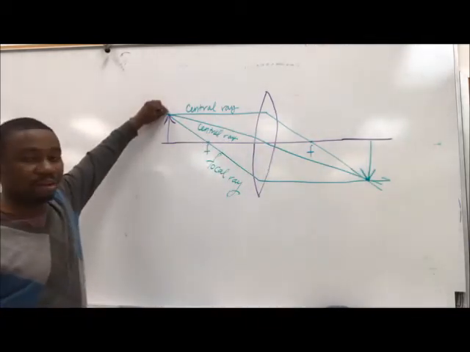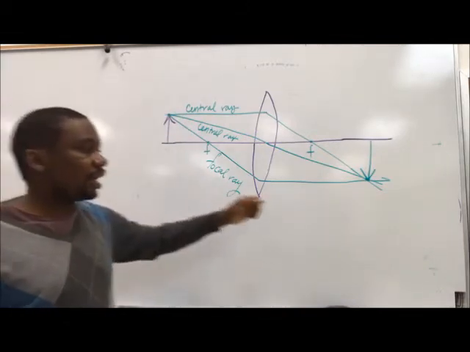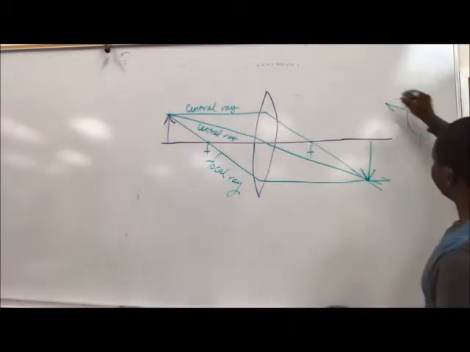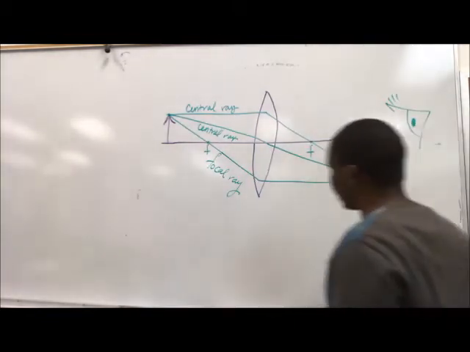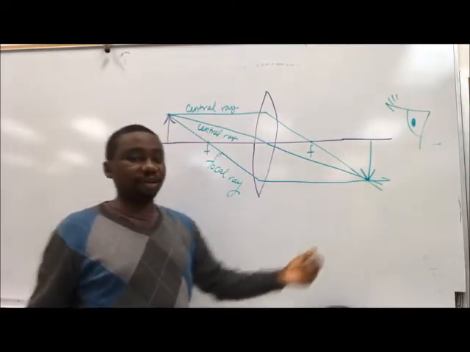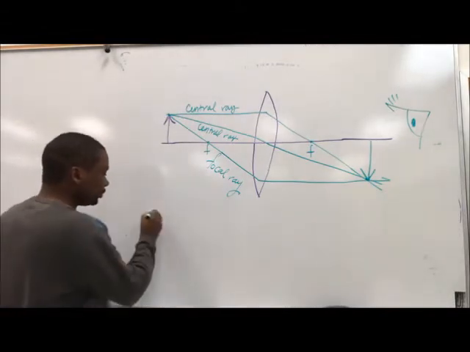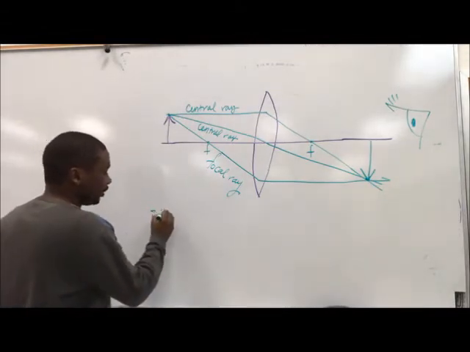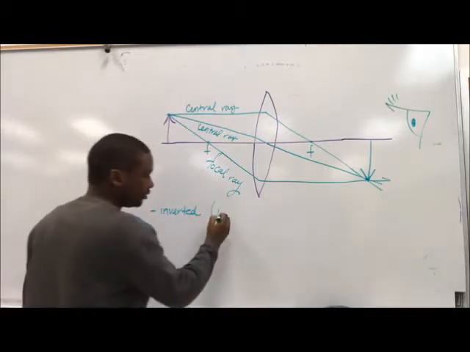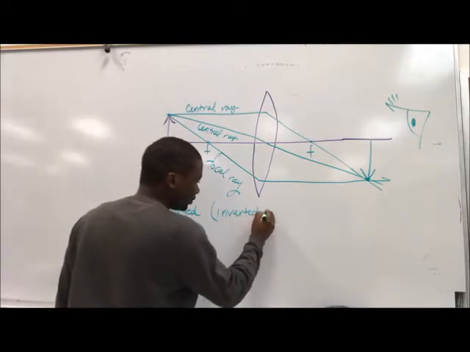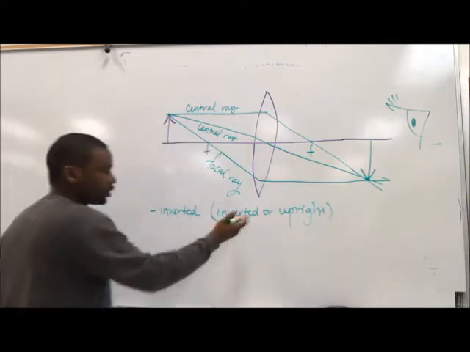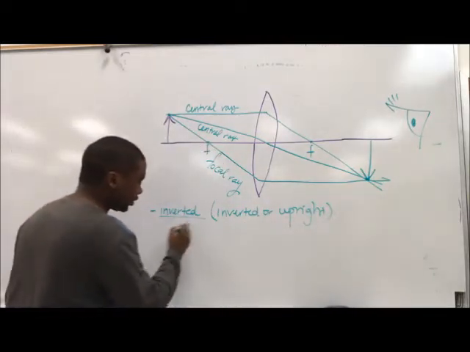Remember, these rays all began from the tip of the arrow here. And so when they converge here, what the observer sees, we have an observer here, where the rays now meet, is the tip of the arrow. So the image has been inverted. And usually you can say an image is inverted or upright. Those are the two possibilities. So you have inverted or upright, but in this case, our image is inverted.